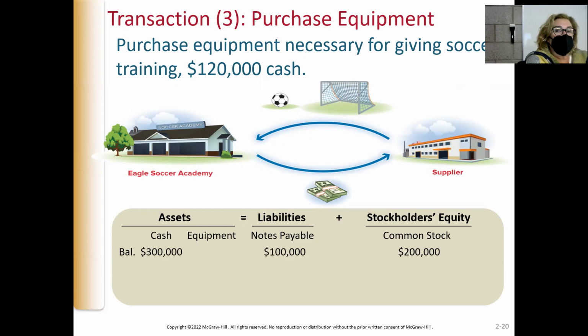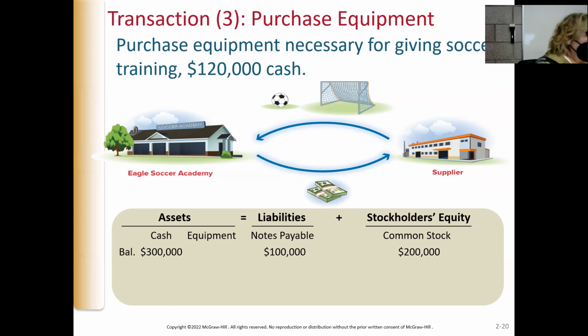Okay, guys, here's another one. We purchased equipment necessary for giving soccer training, 120,000 cash. What happens when we purchase equipment? What's one account that's being affected? Assets. So cash is being affected because it's decreasing, right? Isn't our cash decreasing?